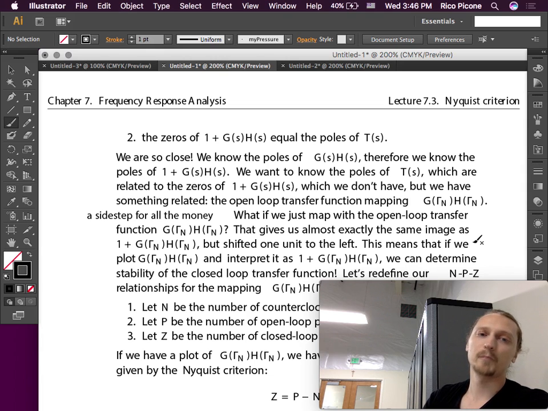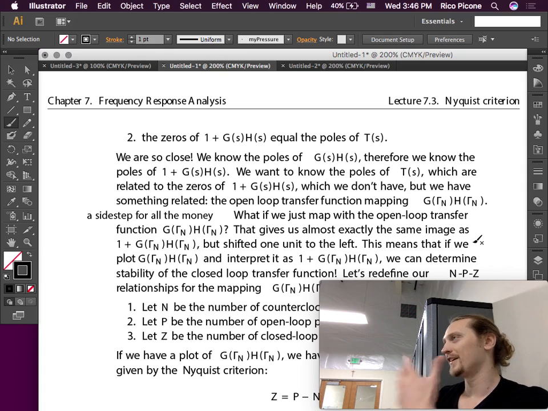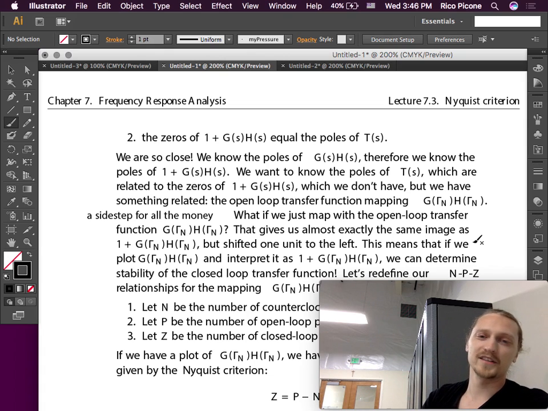Okay? All right, so a sidestep for all the money. This is our last move that we have to make in our quest. So what if we just map with the open loop transfer function GH?